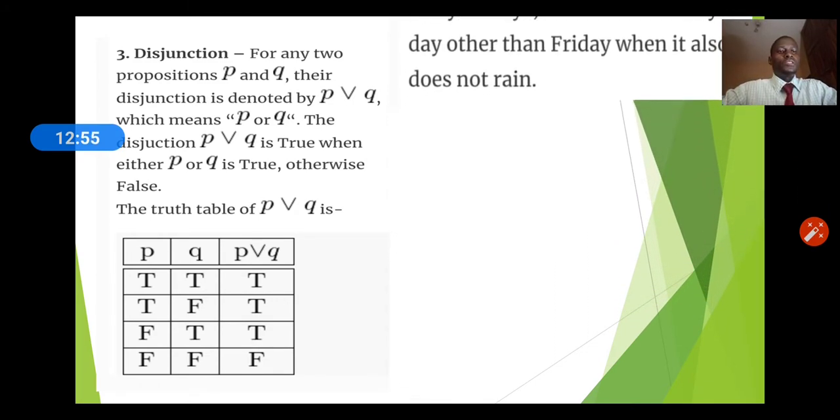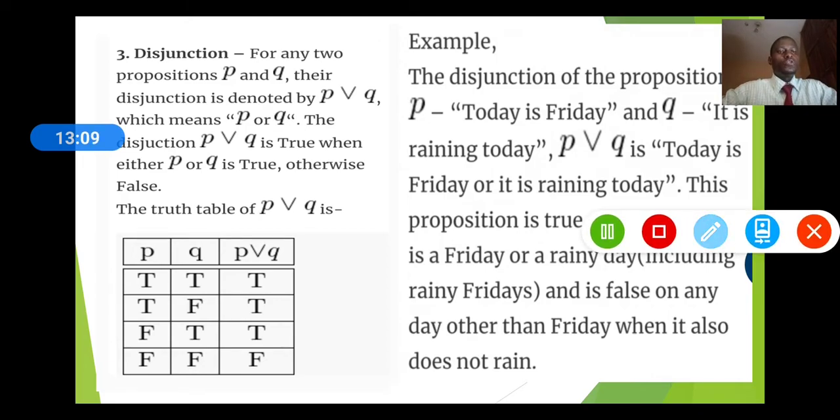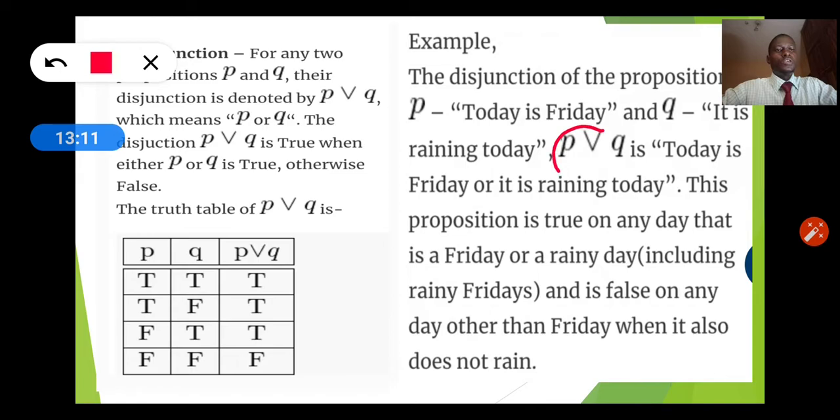Q is saying, good. Today is Friday, that statement P. Q, it is raining today. Today is Friday or it is raining today. So what this statement means, if today is Friday or it is raining today, this is the interpretation.